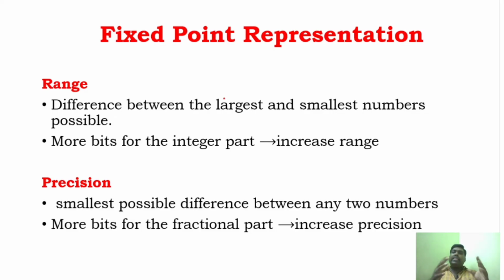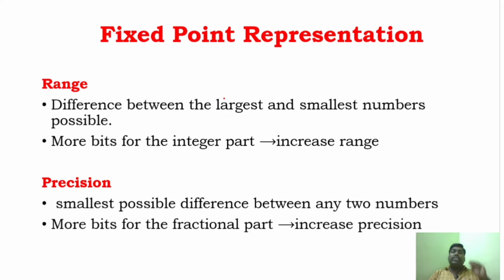Range is nothing but the difference between the largest and the smallest number. A specific range, 0 to 10, or 0 to 20. For example, if you take decimal representation, its range is 10, from 0 to 9. So the total number is 10. You represent from 0 to 9. That is called range.